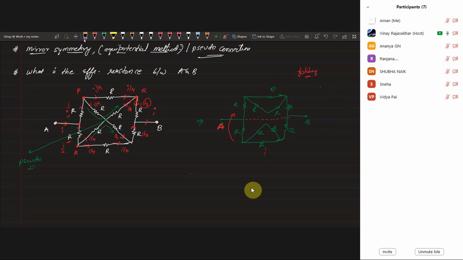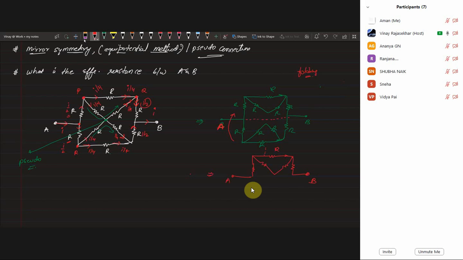I'm folding for the first time. If you fold for one time, this circuit will be modified like this. This is resistor R, this is resistor R, and this is R, and this is R, and this is R, and this is the point B.